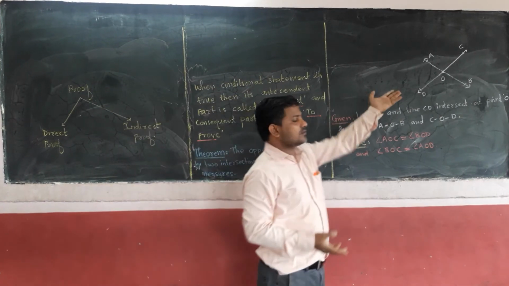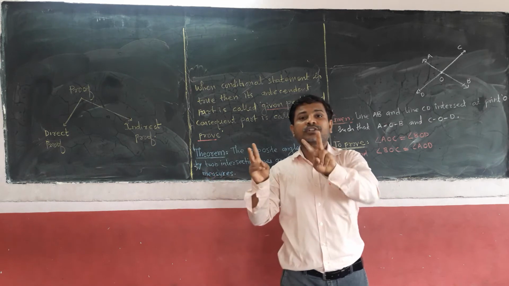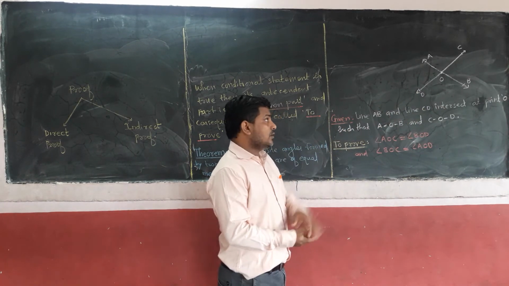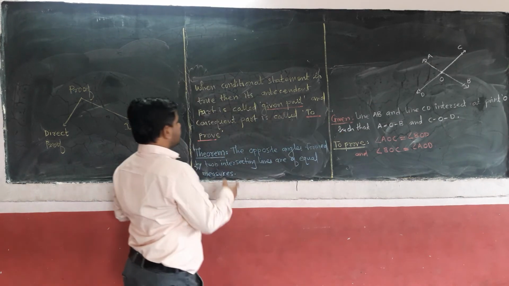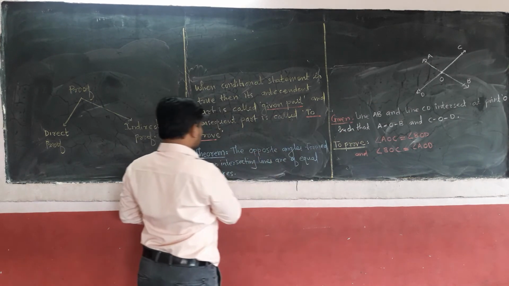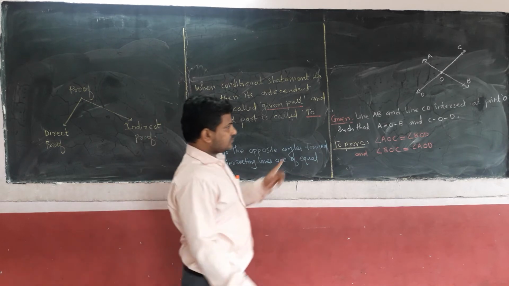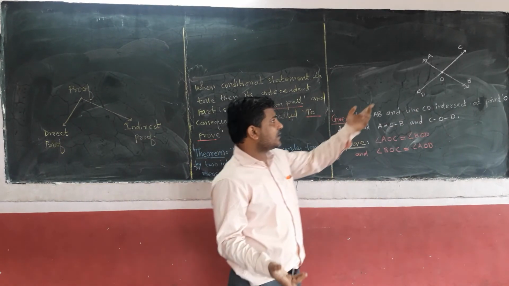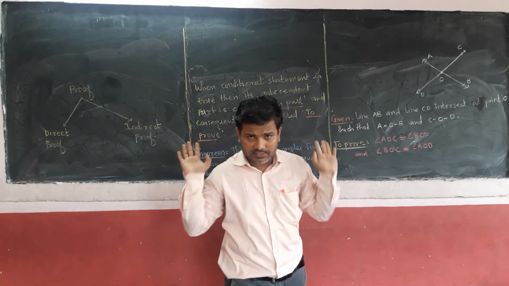First I have drawn the figure. It is said in the statement two intersecting lines, so I have drawn the two intersecting lines. Then what is given is opposite angles, two lines intersecting. Line AB and line CD intersect each other at point O. This is the matter that is given.